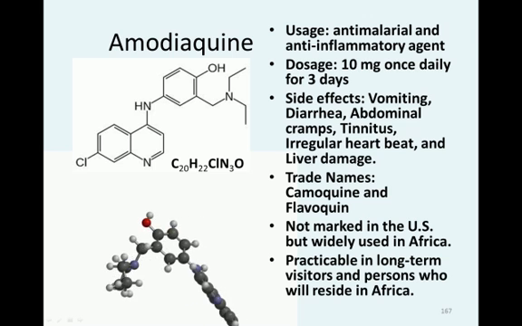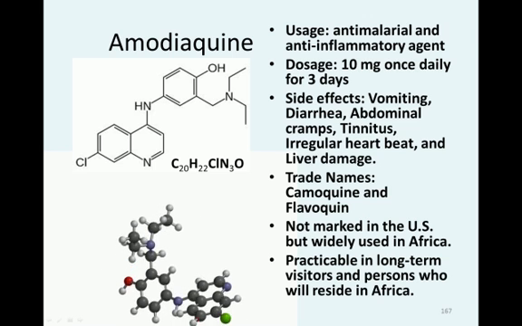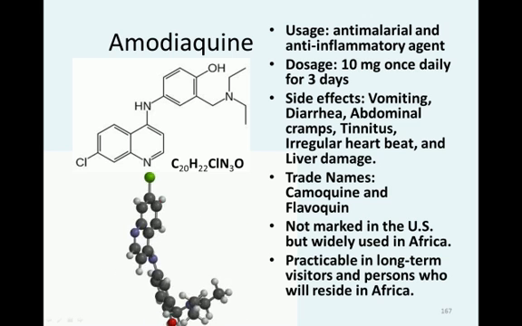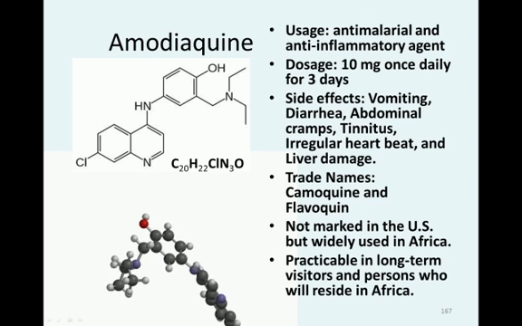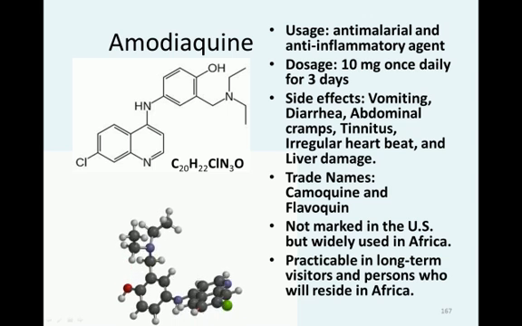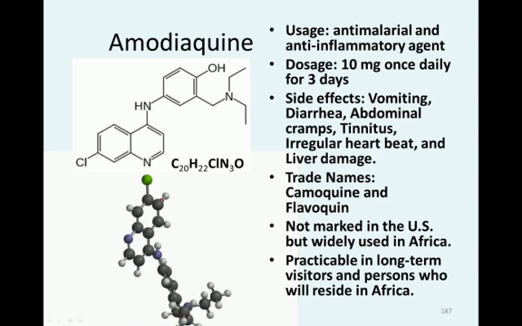Amodiaquine. Usage, anti-malarial and anti-inflammatory agent. Dosage, 10 milligrams once daily for 3 days. Side effects, vomiting, diarrhea, abdominal cramps, tinnitus, irregular heartbeat, and liver damage.